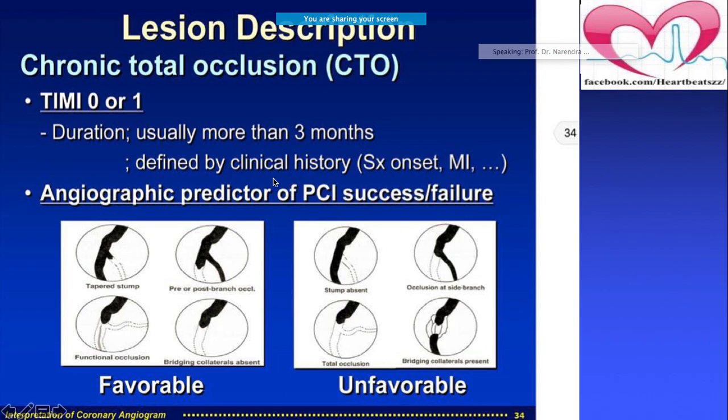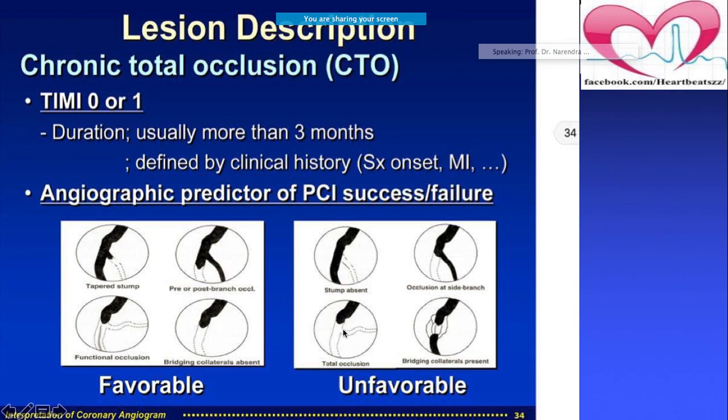So in that, whenever you inject a contrast, you try to see how much of the flow you can see. If there is complete occlusion, that's when you will not see any flow at all, or maybe even one. And this has been seen for a duration of more than 3 months. And yes, you may also get an indirect hint about the clinical history. For example, if the patient has had a myocardial infarction or acute onset as well, then you can say it like this. But not all chronic total occlusions can be reopened.